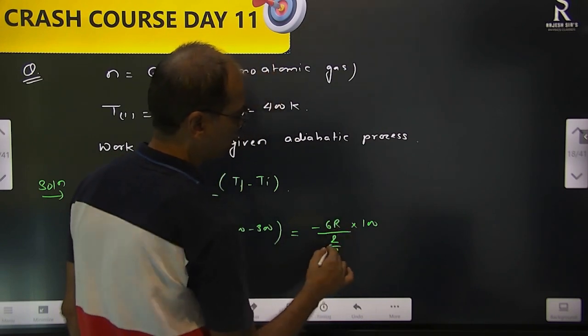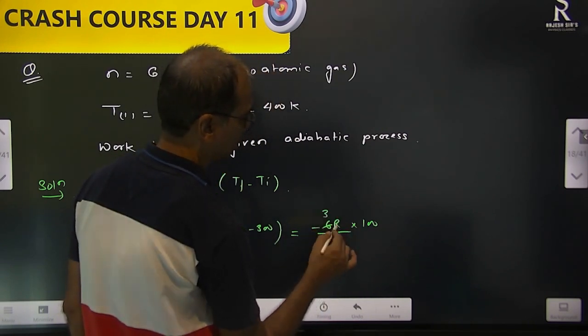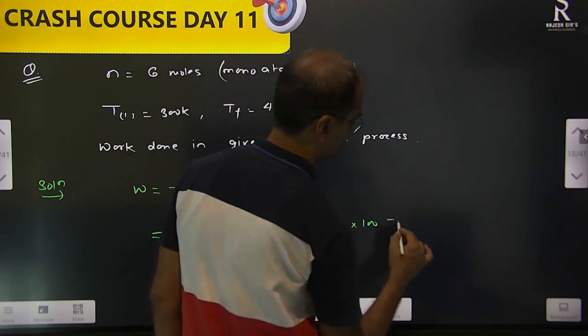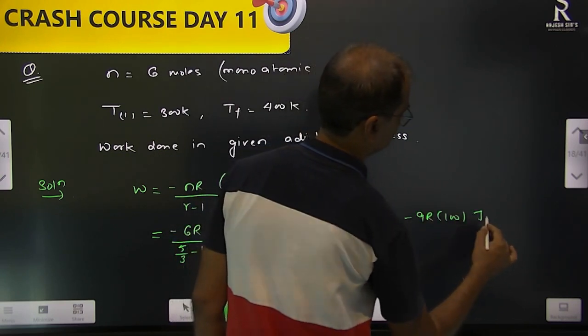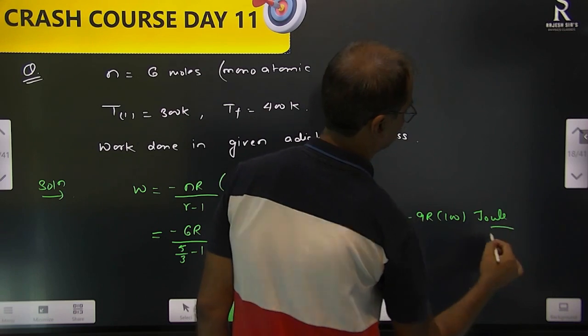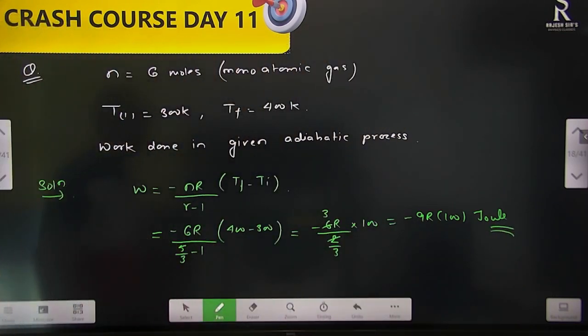So this will go up. This also I can cancel 3. So this will be minus 9R into 100 joule. Okay, so minus 900R joule. That is the work done in this process, which is given to us for adiabatic. Right. So this way we can find.